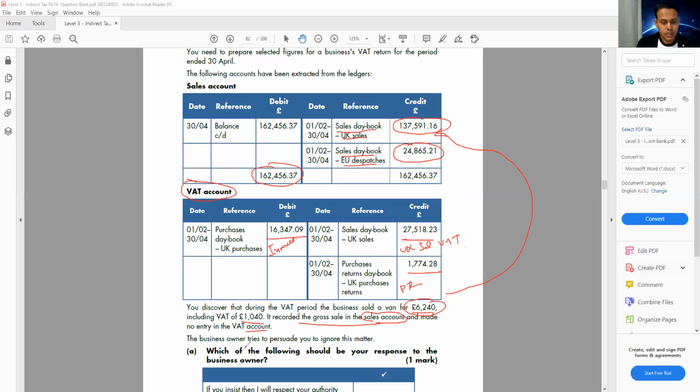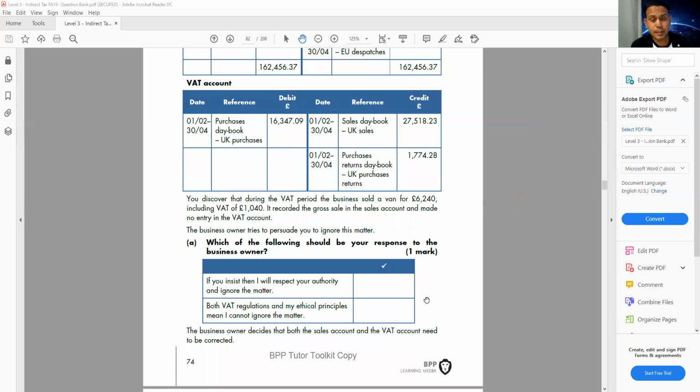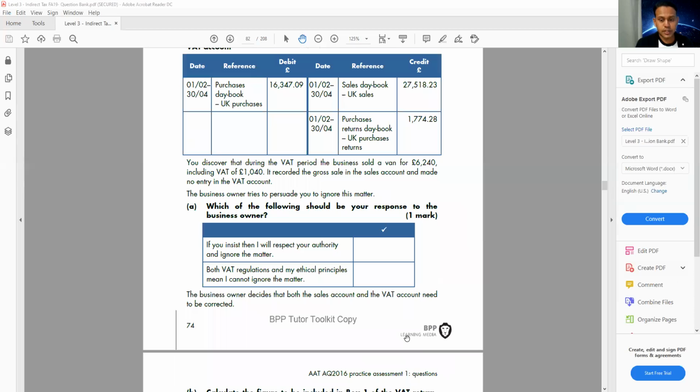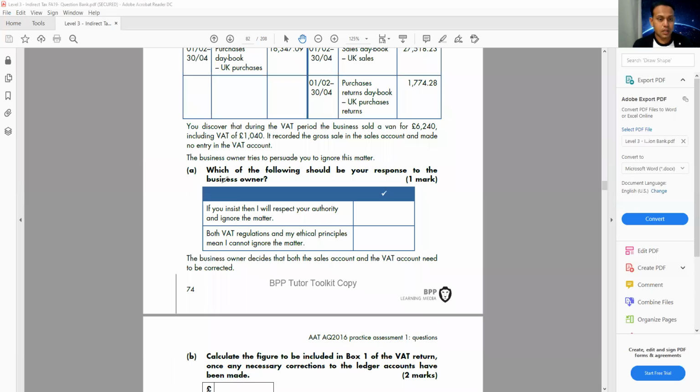The business owner tried to persuade you to ignore this matter. So basically, the business owner is saying, ignore this matter. Sometimes they want to claim more VAT, and they say don't worry about it, whatever is the amount you can claim. So your business owner is pressuring you not to consider this matter. Which of the following should be your response to the business owner?